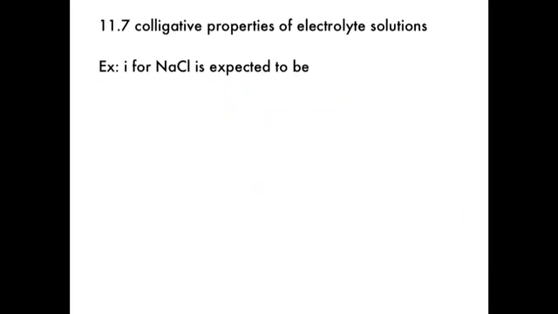Our last section for today is section 7 of chapter 11. It's about colligative properties of electrolyte solutions. Up till this section, we've been saying that i is equal to 1, and we've been dealing with covalent compounds like glucose and sugar. In this section, we'll have i be more than 1. For example, i for NaCl. What would you expect i for NaCl to be?